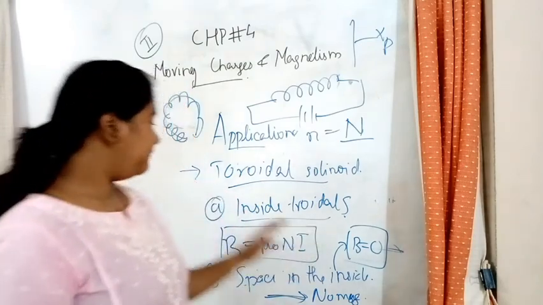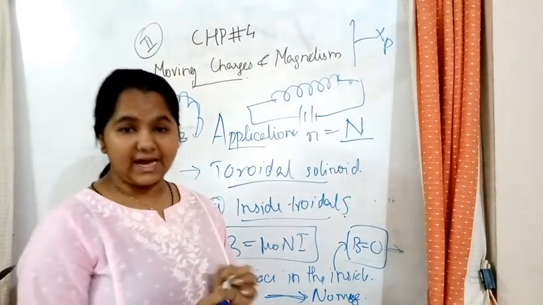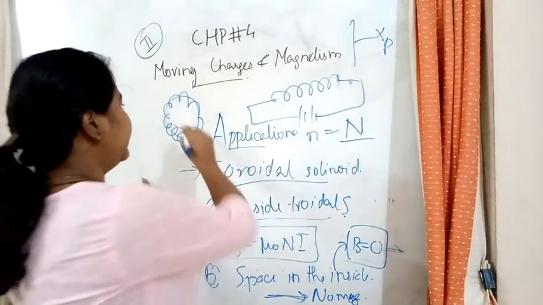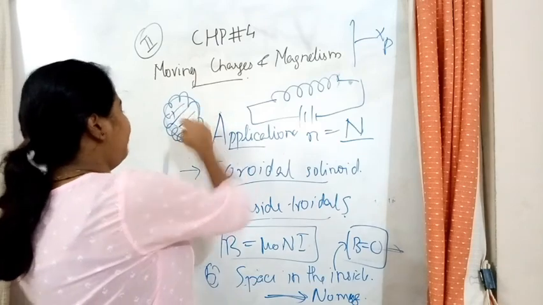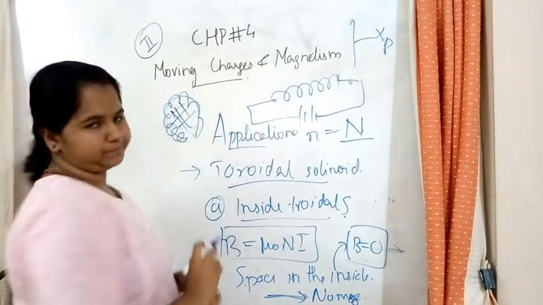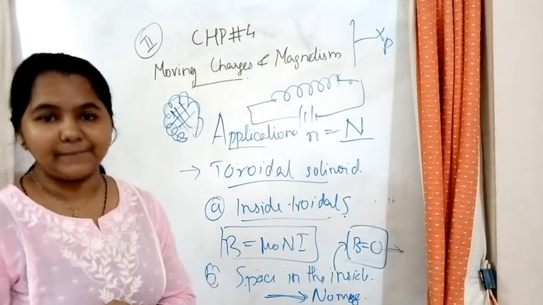Okay. And for a toroidal solenoid, what is that? B is equal to mu 0 and I inside the toroidal solenoid. And for the space outside, that is for this space, what is it? It is 0. For this space, it's 0. Okay? That is all to talk about the applications of Ampere's circuital law.